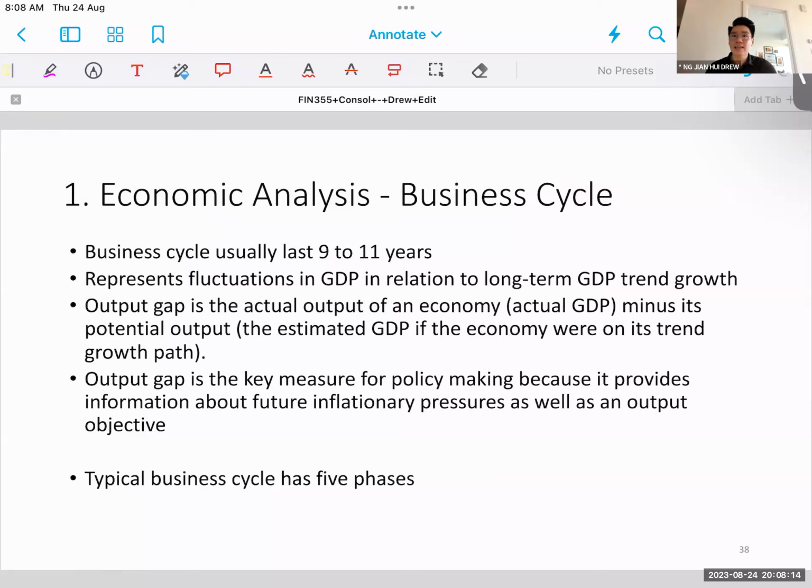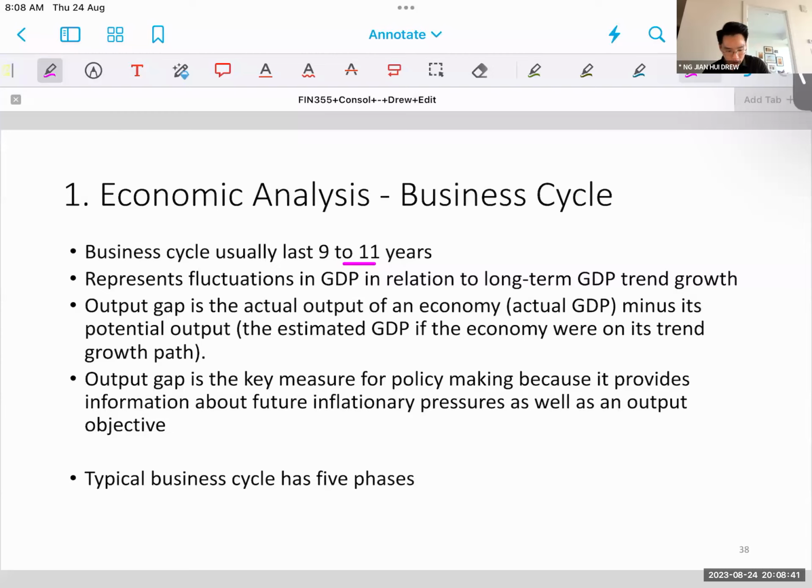So the business cycle, based on what's written here, is 9 to 11 years, right? So it's a large scale thing. The business cycle can be affected by, let's say, a black swan event, things like COVID. But in a long view of 9 to 11 years, the business cycle might be like this.